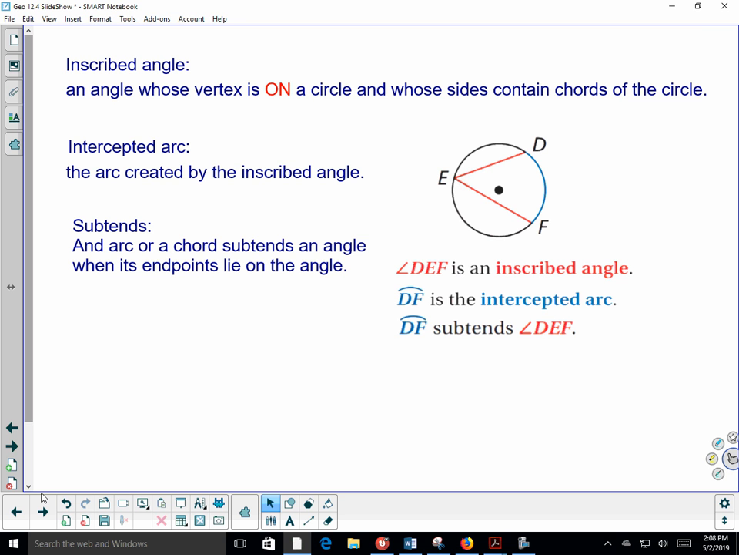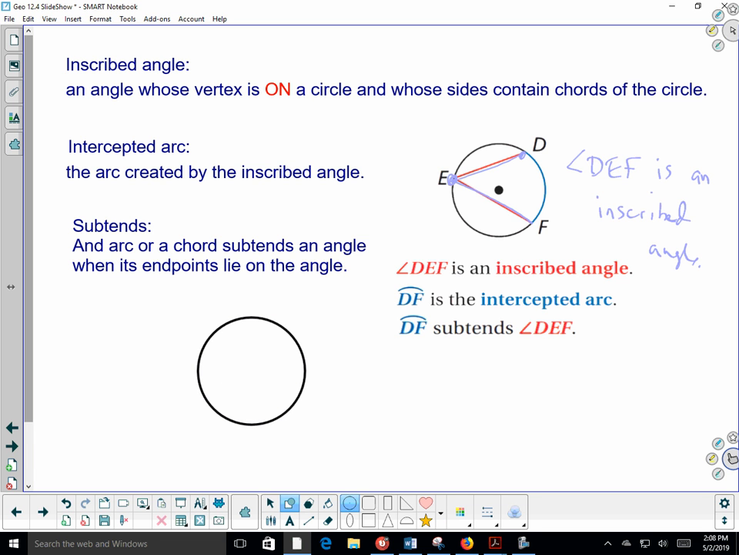All right, so this angle here, angle DEF, is an inscribed angle. All right, its vertex is a point on the circle. Our definition for central angles, if you recall from earlier in this chapter, central angles would have their vertex as the center of the circle, right? Everybody agree? So this would be an example of a central angle compared to an inscribed angle.